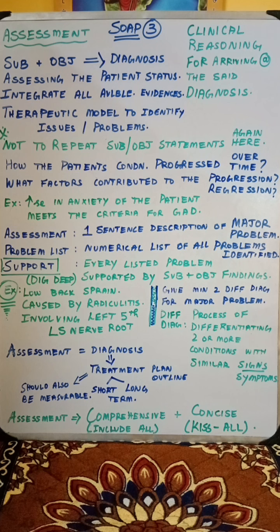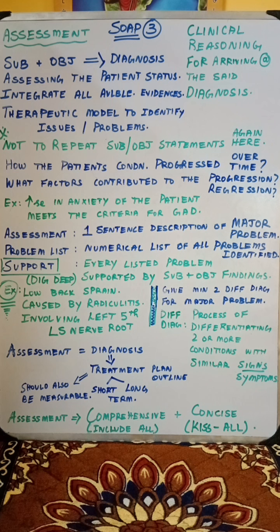So how are we going to differentiate two or more similar conditions that have got the same kind of signs and symptoms is the key in assessment. So there we need to eliminate the things which are not going to, and how are we eliminating it? We have to give the proof support from subjective and objective. Based on this assessment, the diagnosis is finalized, and then based on the diagnosis, the treatment plan is outlined.